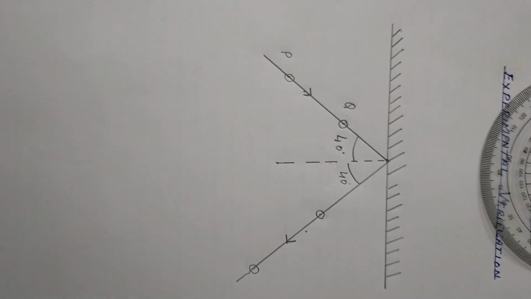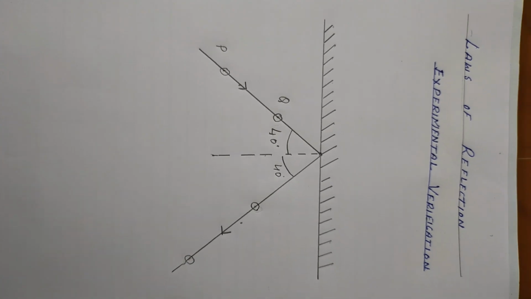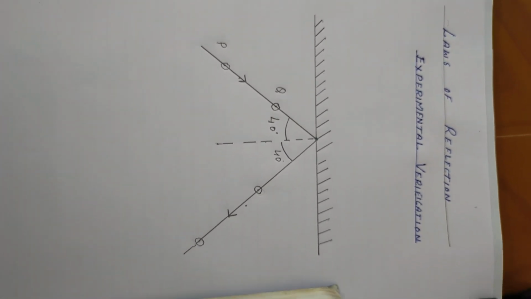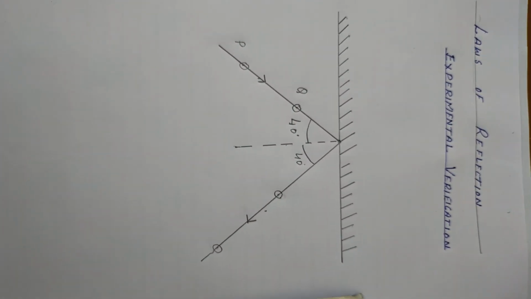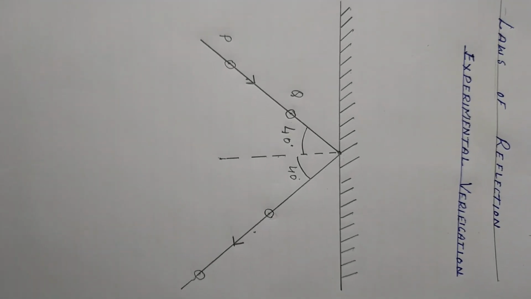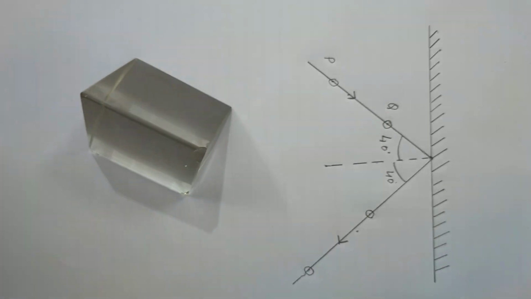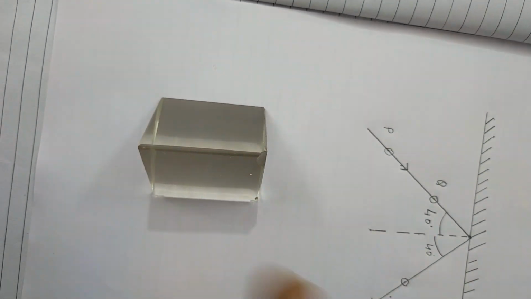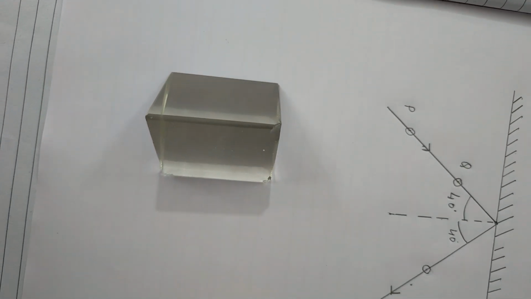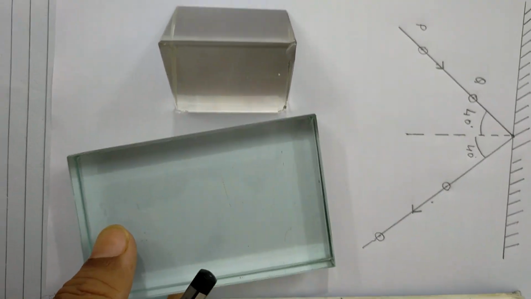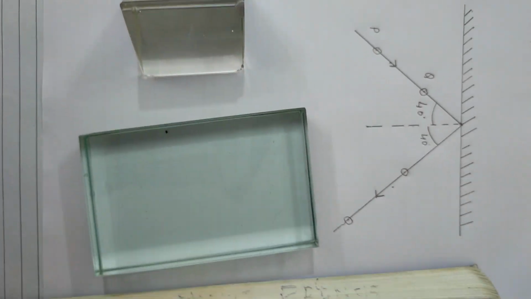So this experiment proves our law of reflection. So later on you will see. So this is for class 9. So later on we will see prism, how we have deviation from prism and glass slab. So they are experiments for class 10.